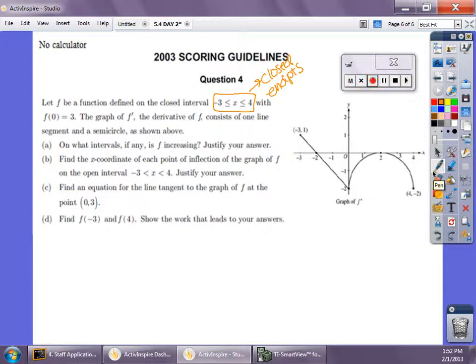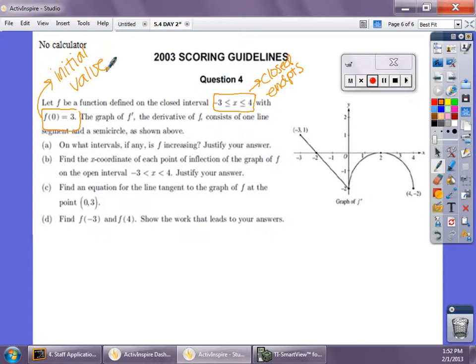All right, f of 0 equals 3. That's important. That's an initial value. How do I know that? Because if you look at the graph, it's the derivative. Therefore, if I want to go back to the function f, I'm going to need an initial value. All right, so the graph of f prime, the derivative of f, consists of one line segment and a semicircle shown above. Well, I moved it to the right for you.